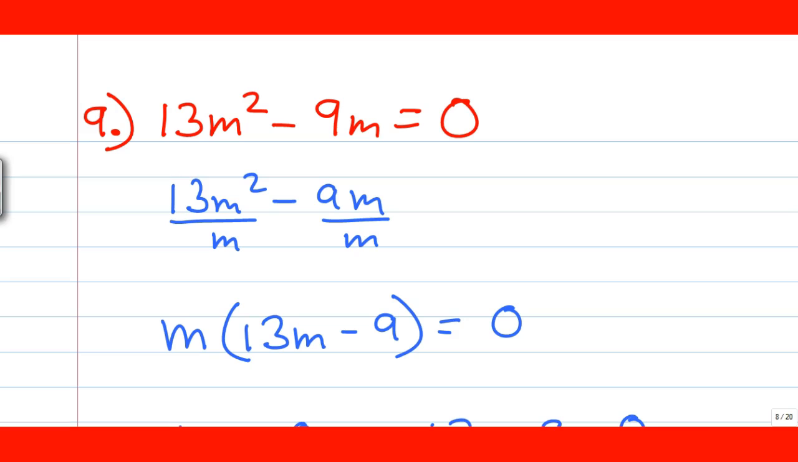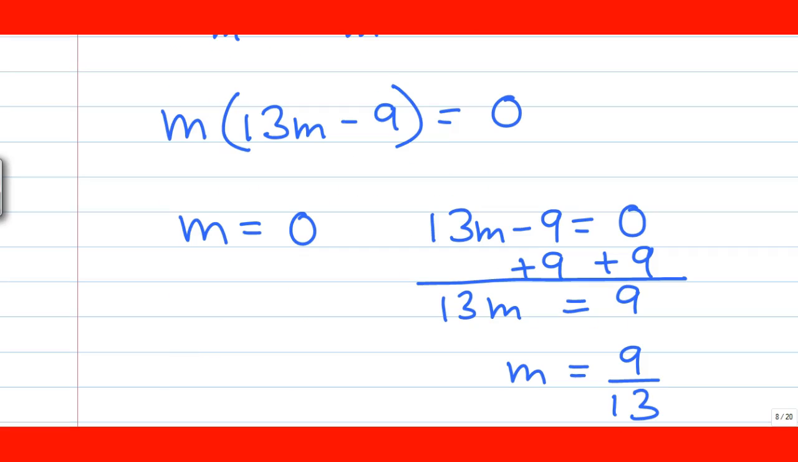Moving on to question number 9. Here I see that I have a 13m squared minus a 9m. I'm going to continue to try to solve for m. So in this problem, the first thing I'm going to do is look for the greatest common factor and pull it out. Between the two of them, it's just an m. So I'm going to divide both by m. The m comes outside. M into 13m squared leaves me with a 13m. M into 9m leaves me with just a 9.